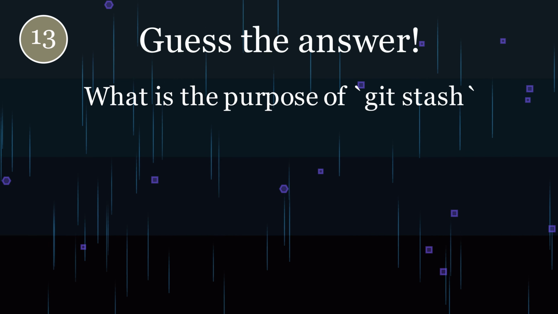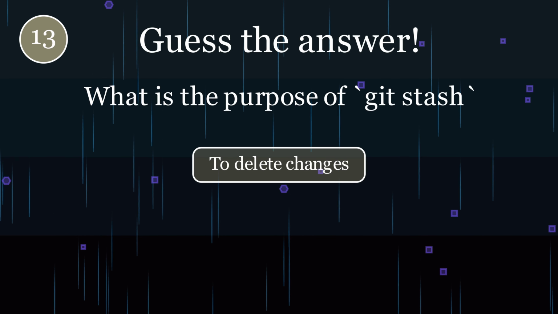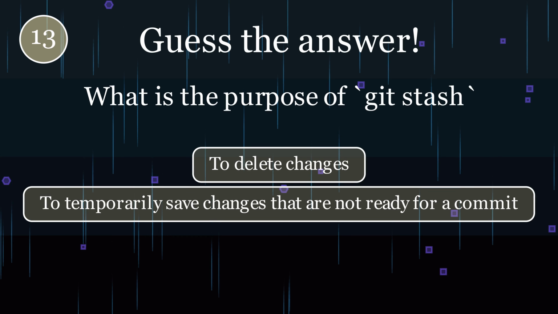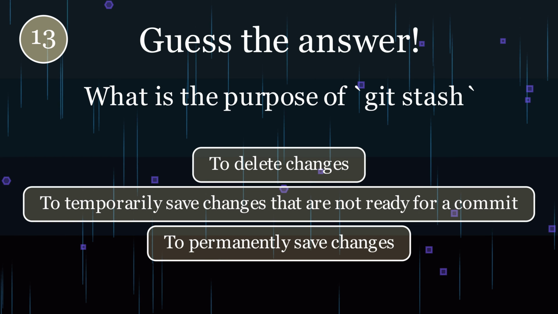What is the purpose of git stash? To delete changes. To temporarily save changes that are not ready for a commit. To permanently save changes.